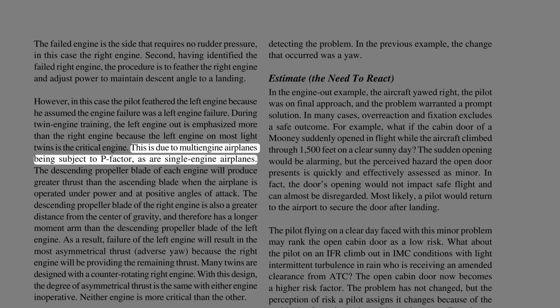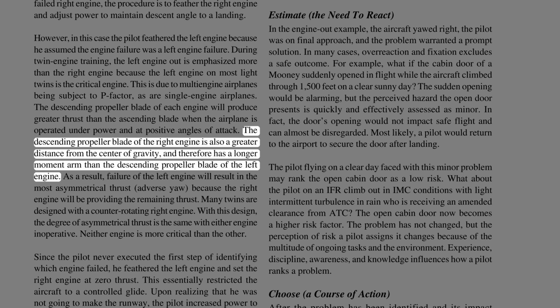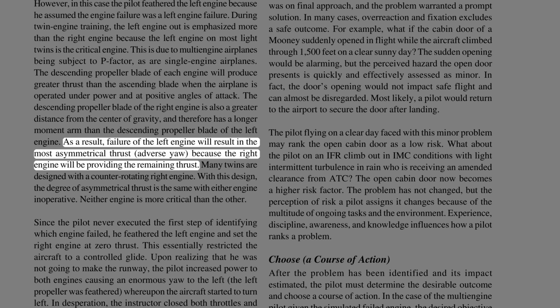This is due to multi-engine airplanes being subject to P factor, as are single-engine airplanes. The descending propeller blade of each engine will produce greater thrust than the ascending blade when the airplane is operated under power and at positive angles of attack. The descending propeller blade of the right engine is also a greater distance from the center of gravity, and therefore has a longer moment arm than the descending propeller blade of the left engine. As a result, failure of the left engine will result in the most asymmetrical thrust adverse yaw, because the right engine will be providing the remaining thrust.